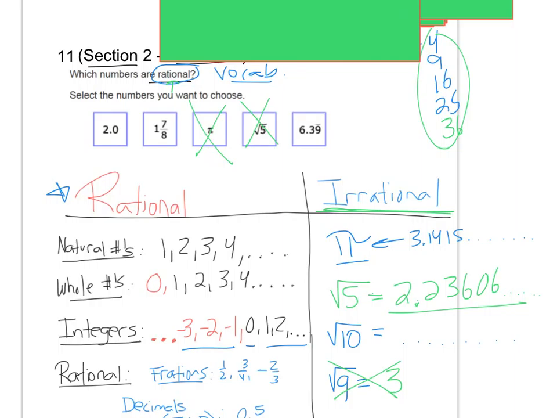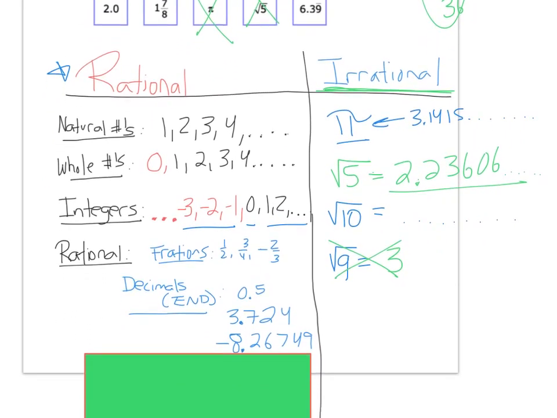Anytime you see decimals that end, so let me move this page down a little bit, if you see something like 0.5 and then it's done, that's a decimal that ends, or 3.724, or negative 8.26749. All of those have ending points, so those are considered rational. And sometimes they don't end, but they're still rational.